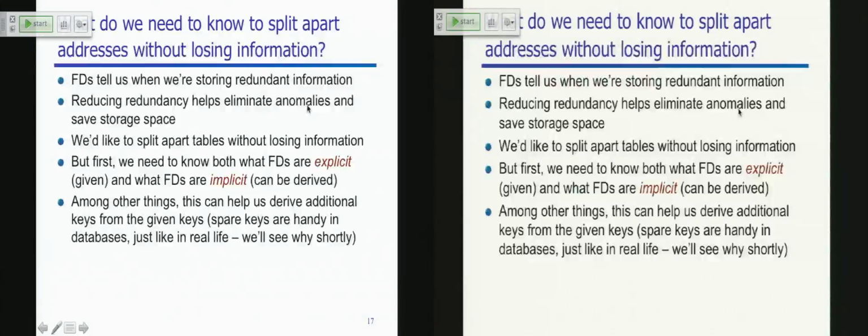And again, we like to split apart our tables in a way that we're not losing any information. We're going to see examples of bad ways of decomposing a table in which, when you put it back together, there's some information which was lost in the process.